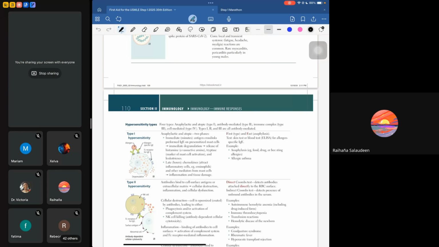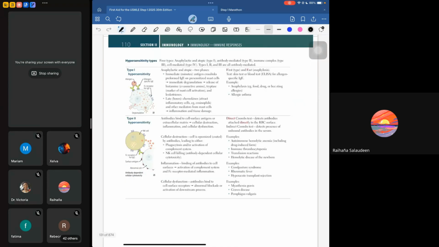Okay. Now let's move to type 2. So what is type 2? Type 2 is very simple. In type 2, antibodies are gonna bind to different stuff in the body, and they are gonna destroy that thing. Very simple. Antibodies are going to bind to different things and they are going to destroy them. As easy as that.